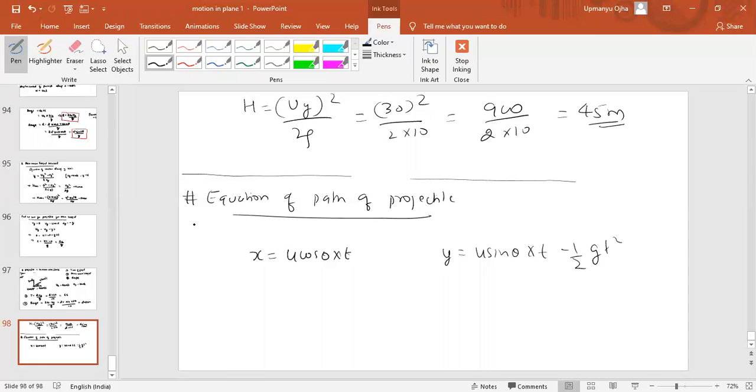Now if I have to find the equation of this projectile, I have to eliminate the time from the equations. To eliminate time, can I write time equal to x by u cos theta? This can be taken as equation number 2. Equation number 1 is y equal to u sin theta into t. Second equation is time equal to x by u cos theta. If we substitute the value of time in equation number 1, what will we get?